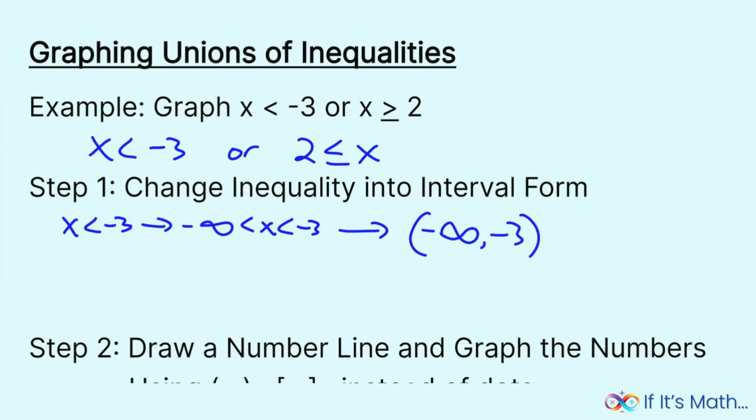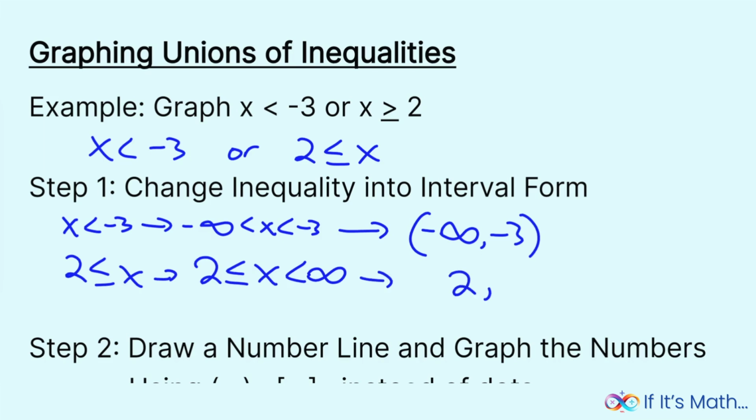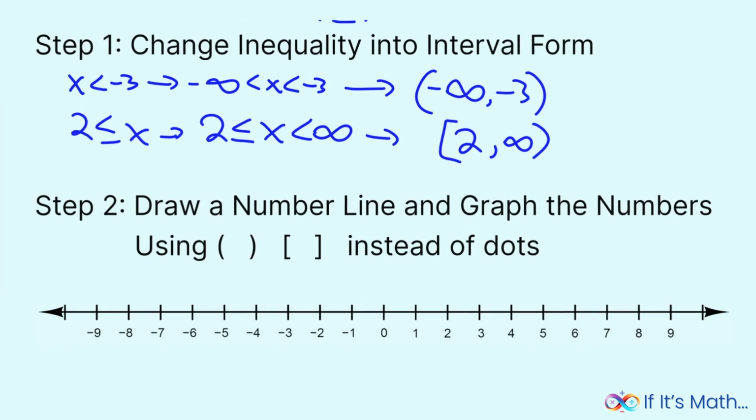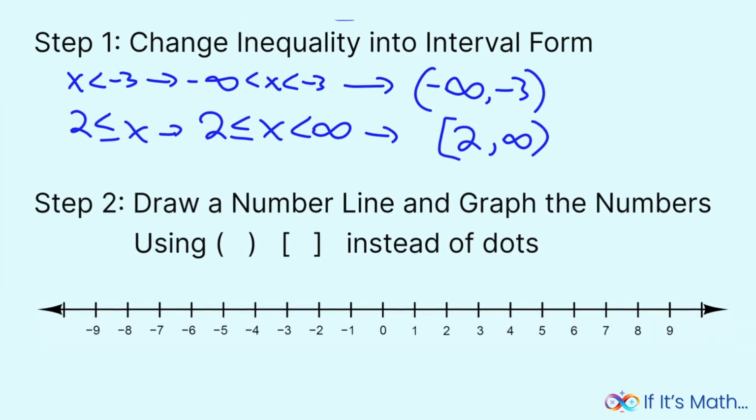Then we move on to 2 is less than or equal to x. That's going to become 2 is less than or equal to x, which is less than infinity. So now I've got 2 and infinity. Infinity always uses a parenthesis, but in this case we do have or equal to, so this is going to be a bracket. So we have 2 now, and these don't overlap. So the next step is the same. You're just going to end up graphing two sets of them.